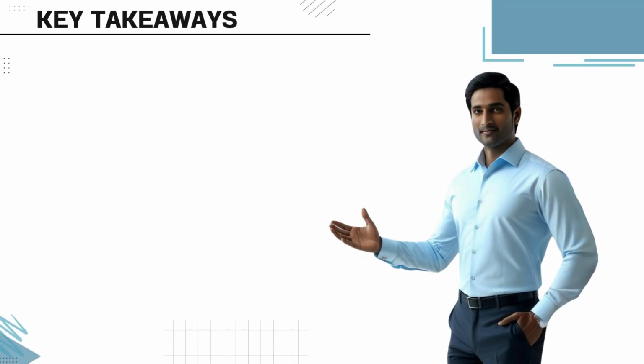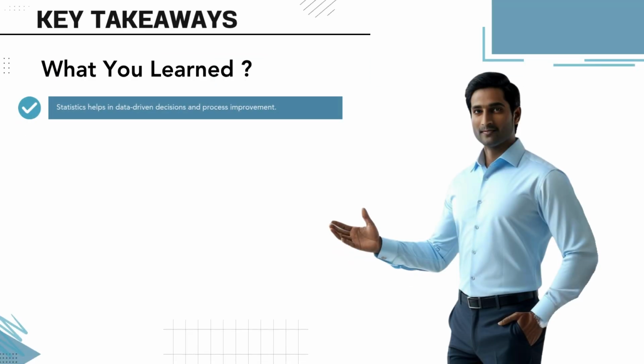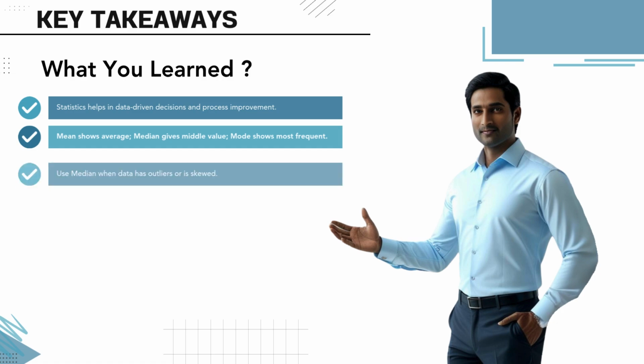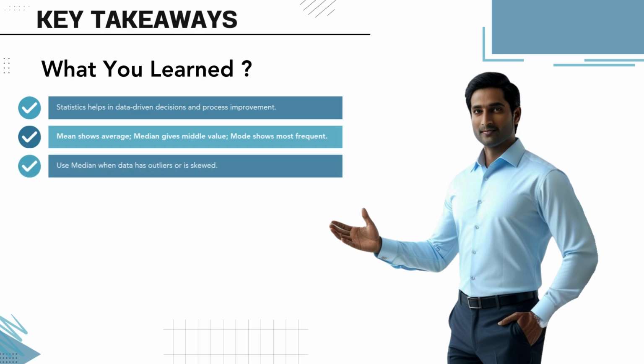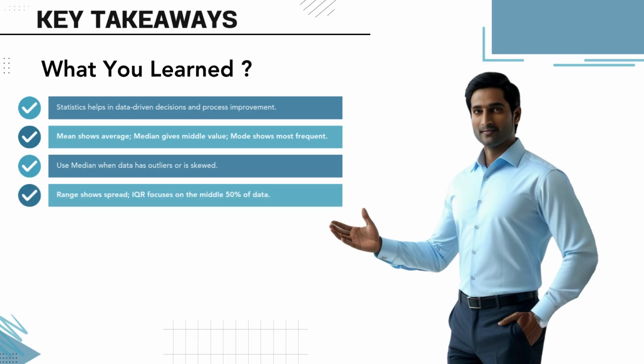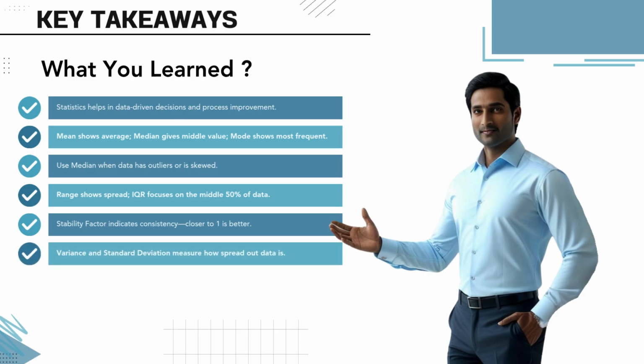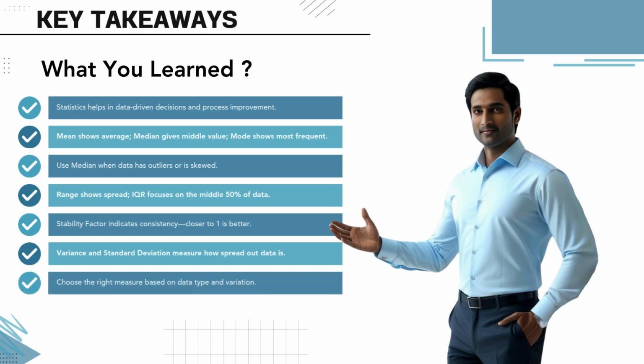Key takeaways. What you learned. Statistics helps in data-driven decisions and process improvement. Mean shows average. Median gives middle value. Mode shows most frequent. Use median when data has outliers or is skewed. Range shows spread. IQR focuses on the middle 50% of data. Stability factor indicates consistency. Closer to 1 is better. Variance and standard deviation measure how spread out data is. Choose the right measure based on data type and variation.